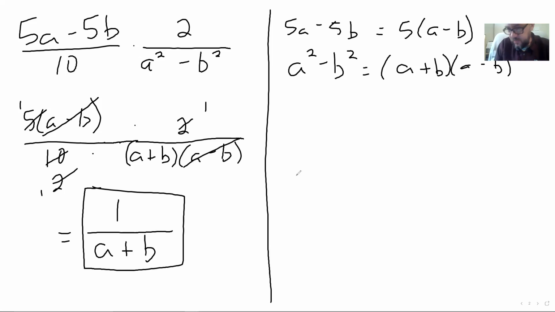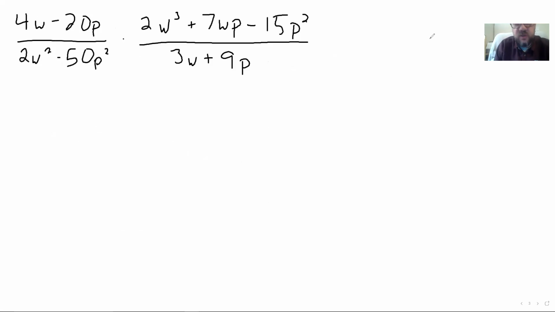So let's see a harder example. I think I got one here. Yes, there we go. This looks a little bit messier, and I have left myself an entire screen to redo this. So we got 4w minus 20p. This is my scratch screen. Well, I can pull a 4 out of that. That looks like the only thing that comes out. That leaves me w minus 5p.